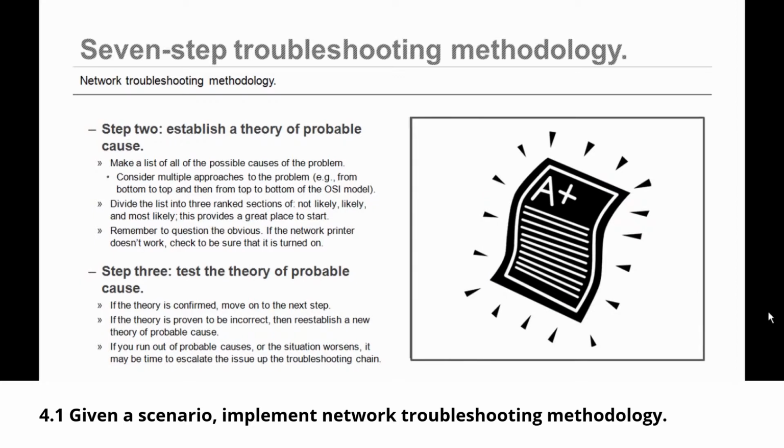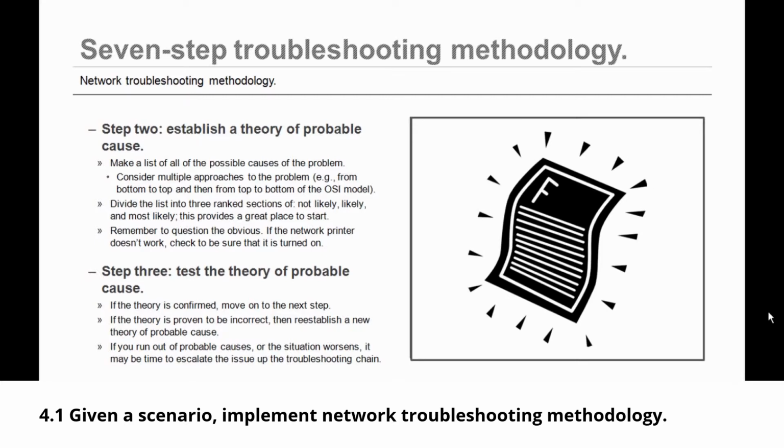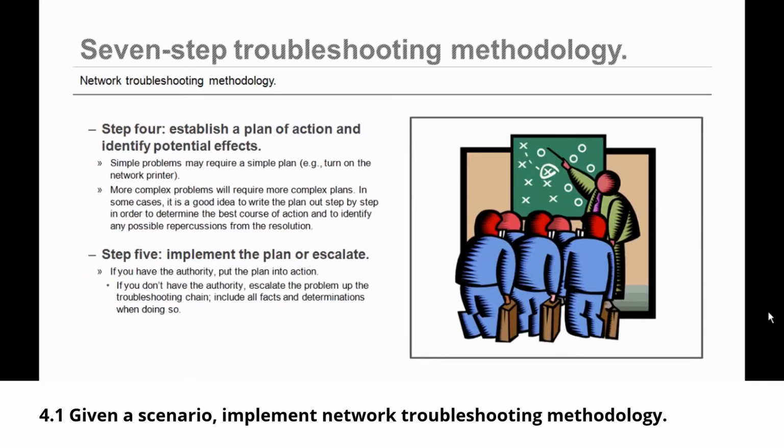The third step is to test the theory of probable cause. If the theory is confirmed, move on to the next step. If the theory is proven to be incorrect, then reestablish a new theory of probable cause. If you run out of probable causes or the situation worsens, it may be time to escalate the issue up the troubleshooting chain. Once you've confirmed your theory of probable cause, it's on to step 4.